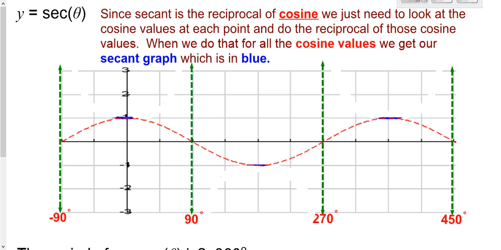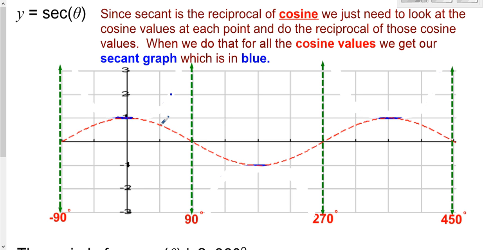Now, let's take a look at your secant graph. Secant is the reciprocal of cosine. So I put my cosine graph in here as dotted, because it's not really part of the secant graph that we're going to be dealing with. Here our cosine is 1, so the reciprocal of 1 is 1. Here our cosine is 1/2. The reciprocal of 1/2 is 2.